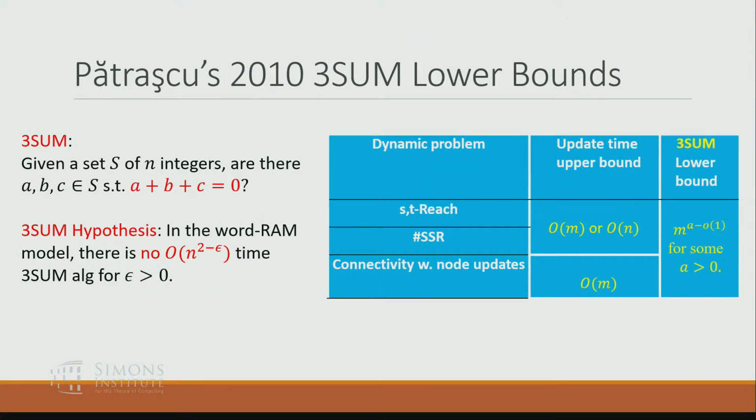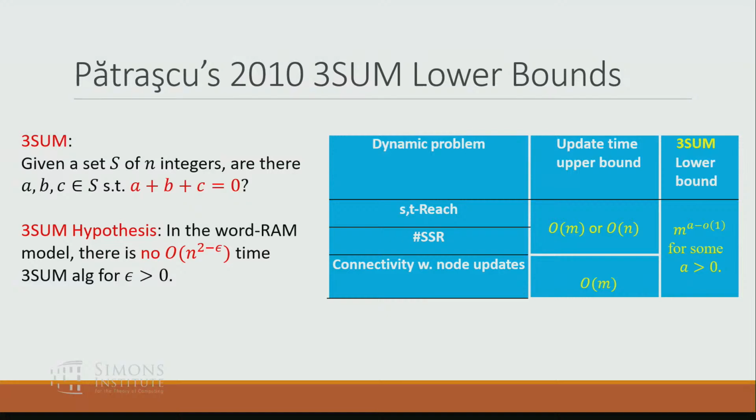Okay, so let's start back from 2010. Patrascu was very interested in this discrepancy, and he looked at the 3SUM problem, which I defined yesterday: given n integers, do 3 of the numbers in the set sum to 0? The hypothesis is, again, that you need basically quadratic time to solve this problem in the word-RAM model. And he devised some very nice reductions from 3SUM to these problems, ST reachability, the number of nodes reachable, and connectivity under node updates. He showed that for these problems, under the 3SUM hypothesis, you need some polynomial update time, n to the a for some small a bigger than 0.